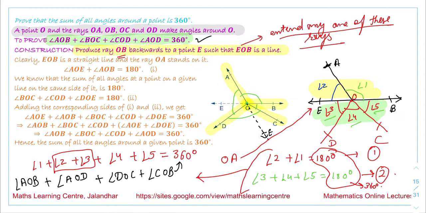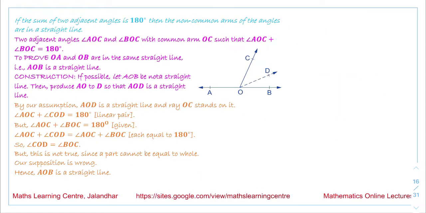Now the next result we have to prove is, if the sum of two adjacent angles is 180 degrees, then the non-common arms of the angles are a straight line. So how we are going to prove this is, we are going to prove this by contradiction method. So we suppose that the non-common arms, they are not the straight lines.